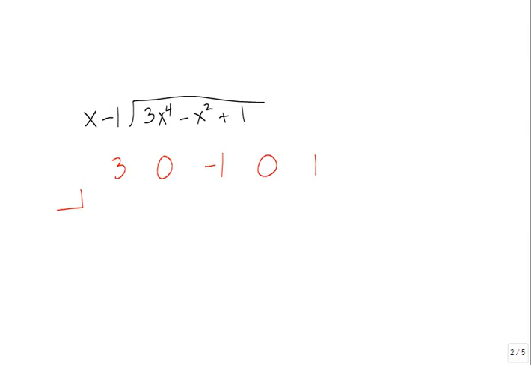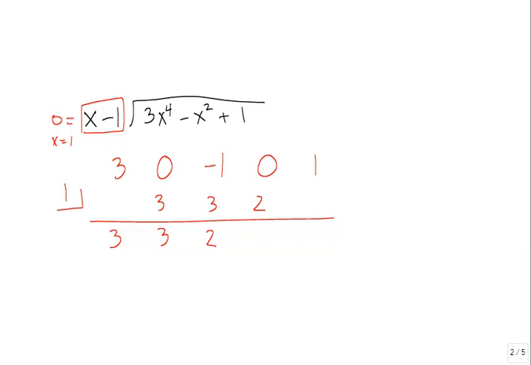And then in my little box, remember, it's wherever this divisor would equal 0, and that would happen at +1. So I want to put in a +1 in that little box. Draw my line, and then here we go. Bring the 3 down unchanged, and then multiply. 3 times 1 is 3. Add down, multiply, add down, multiply, add down, multiply, add down.